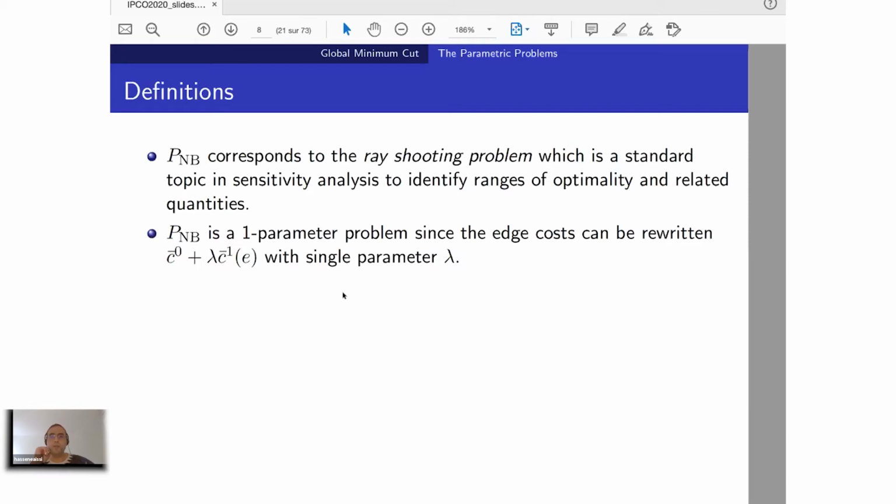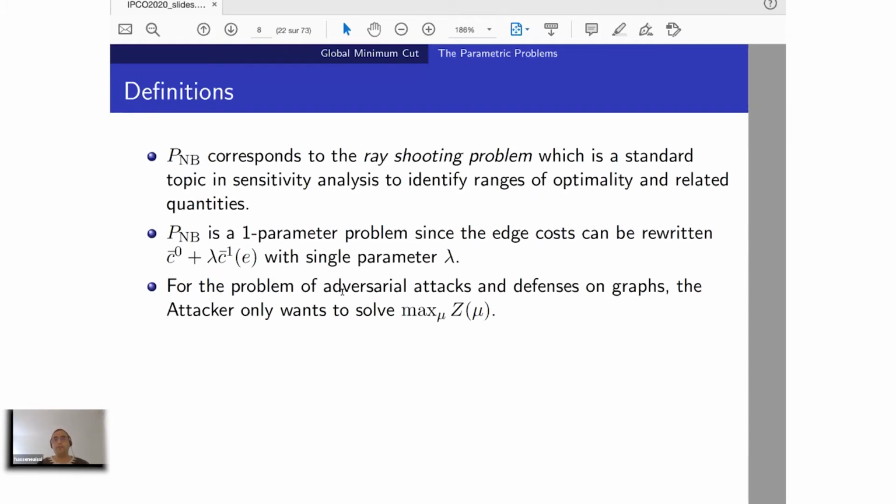Clearly, the next breakpoint problem, in contrast with the maximum problem, is a one-parameter problem. So we can rearrange the costs in such a way that we obtain parametric costs which depend on only a single parameter, let's call it lambda. So it gives the first impression that the next breakpoint is maybe simpler than solving the maximum problem.